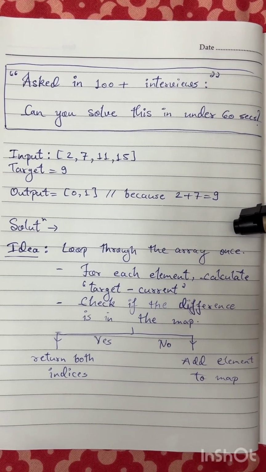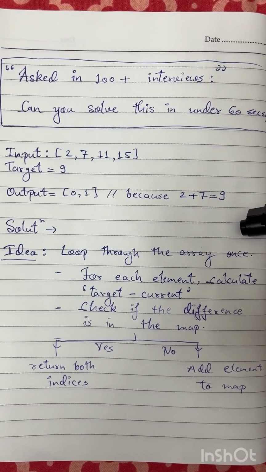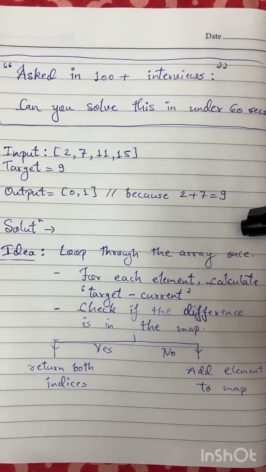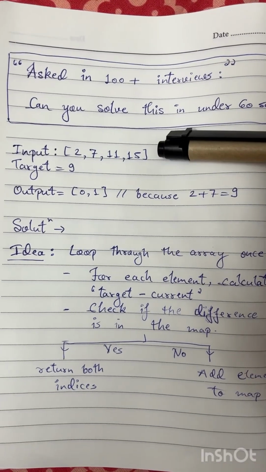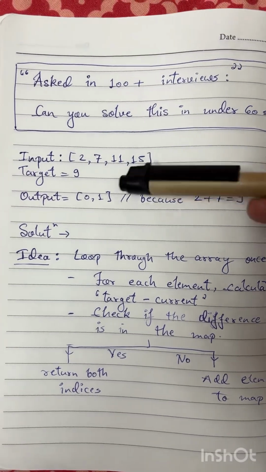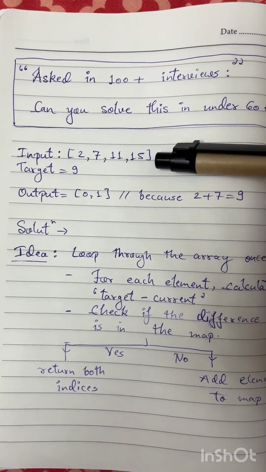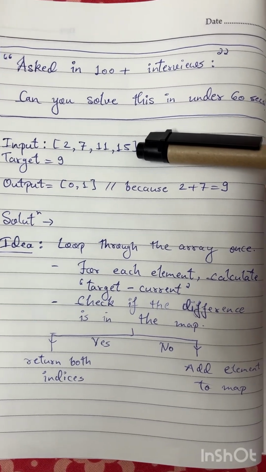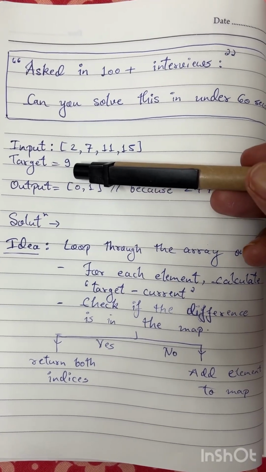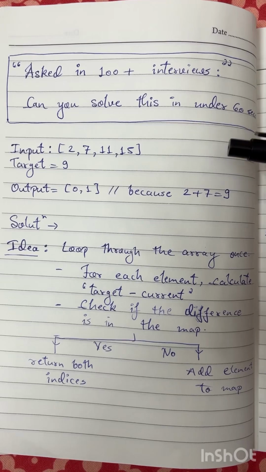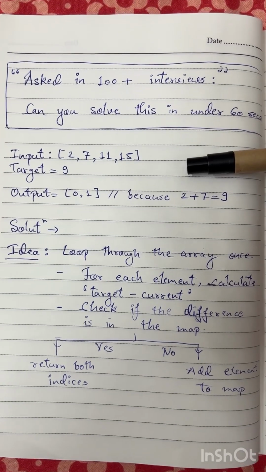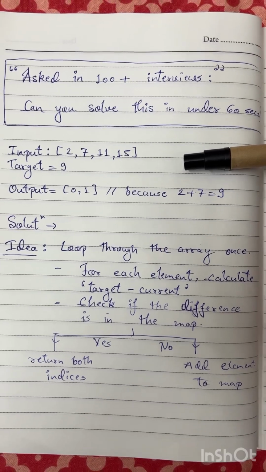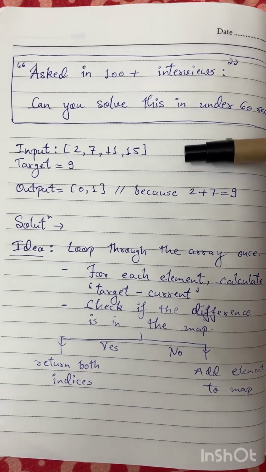Hi all, today we'll solve the most asked DSA question in interviews, which is the two-sum problem, in just 60 seconds. Given an array of integers and a target, you need to find the two numbers of this array whose sum gives you this target. So this is the question. This question checks your ability to use hash map efficiently. Let's solve it step by step.